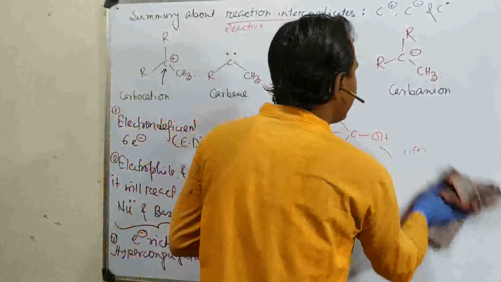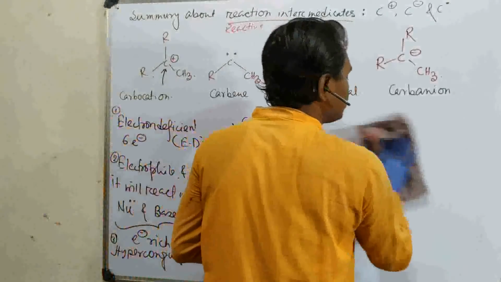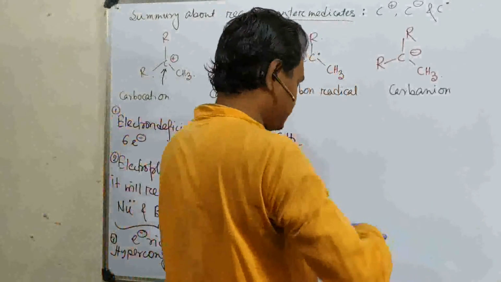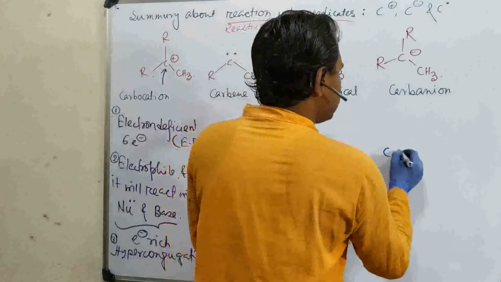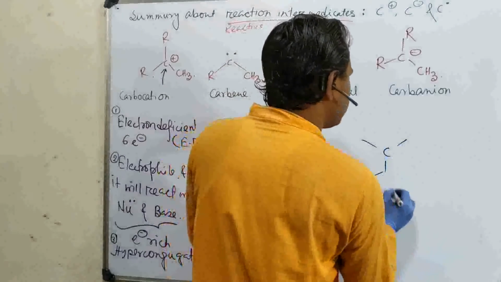This is stabilized by delocalization of the positive charge among the 3 phenyl groups. How? This carbon is attached to 3 phenyl groups.